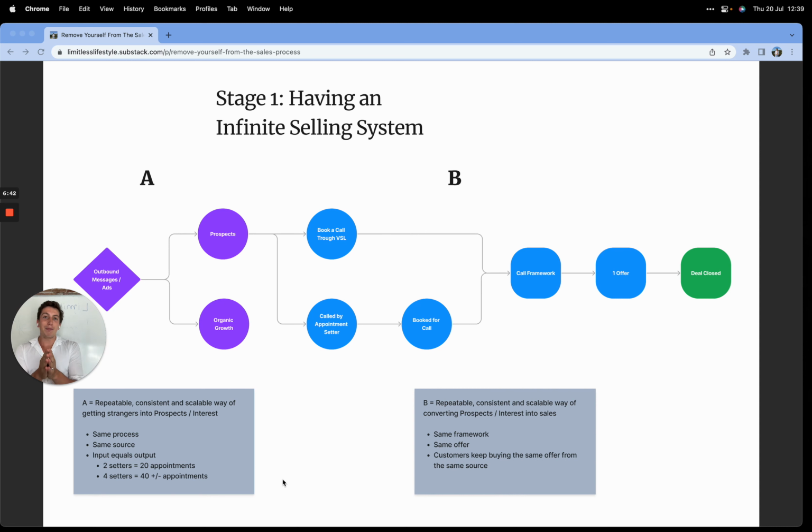And big chance was that you could have sold him for 5K. But you didn't, because you took the easy route, and we are hardwired to take the easy route. So, one source, one offer, having and fixing an infinite selling system. This is the first phase that you need to go through to get out of the sales process.